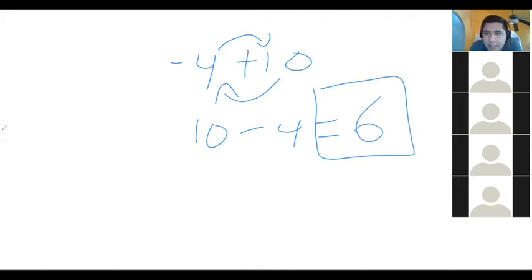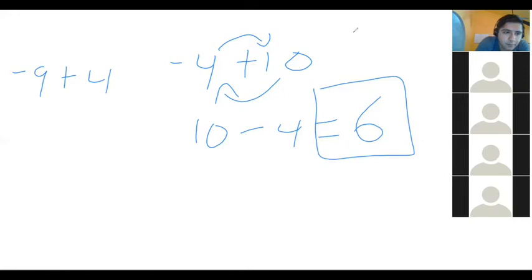For me, it's always been easier to look at it this way. So if you're confused, that's one way. Let's do another example and say we have -9 plus 4. Again, I look at it and it's a little confusing, but if I rewrite it, how would I put this?